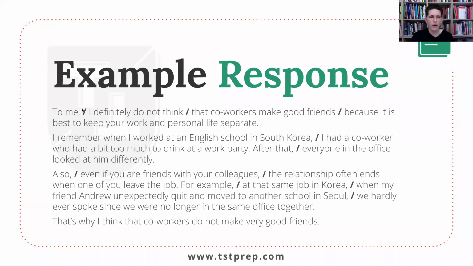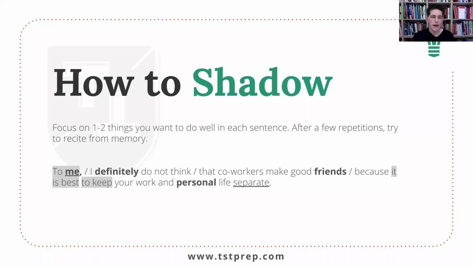But you can see how a lot of times these thought groups end with a noun or a verb. This is a pronoun, to me, or a comma here. I definitely do not think that coworkers make good friends, noun, because it's best to keep your work, noun, and personal life separate, okay? And so these are some examples here of thought groups. Now, how do you know where a thought group is? It's really hard to do, right?